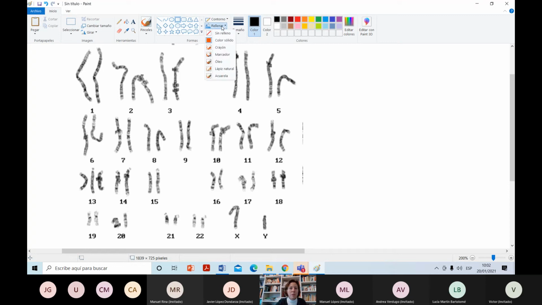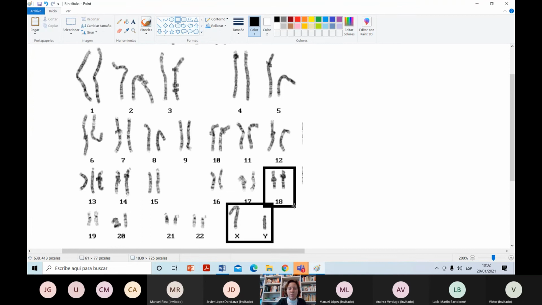When you put them 2 by 2, you see here that there's no different number in the sex chromosome, no different number in chromosome number 18, no different number in this one, but we've got a triple chromosome here, 3 chromosomes in pair number 13.